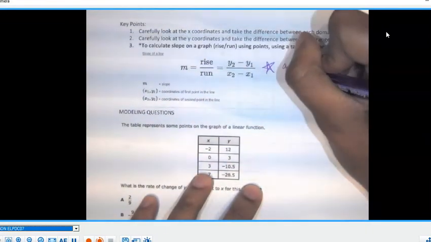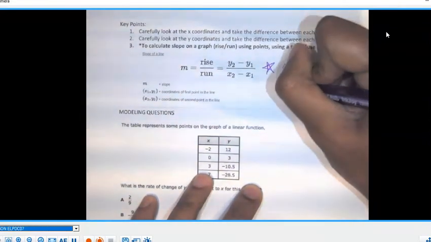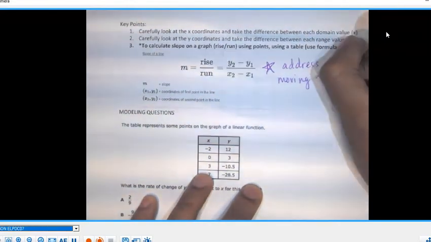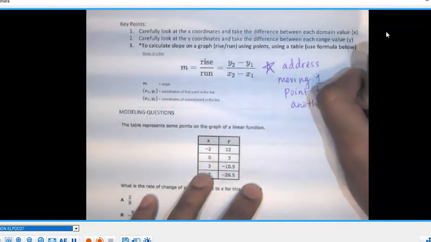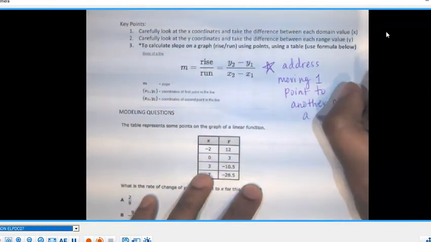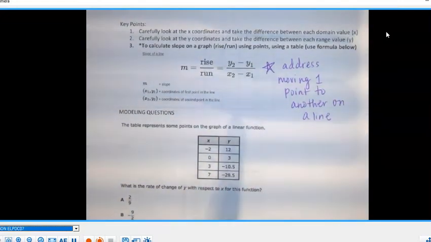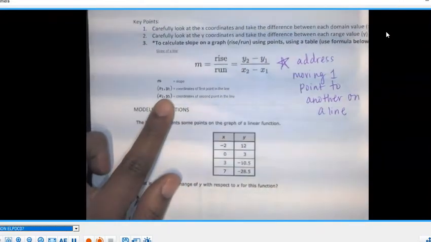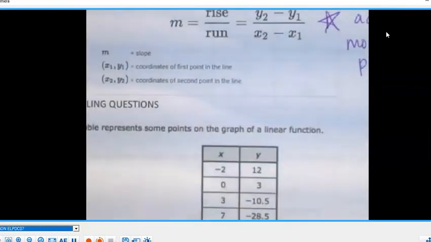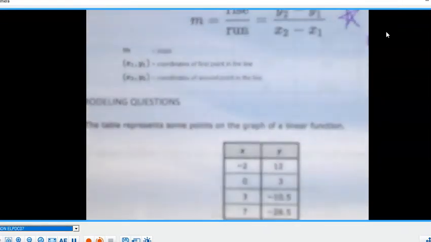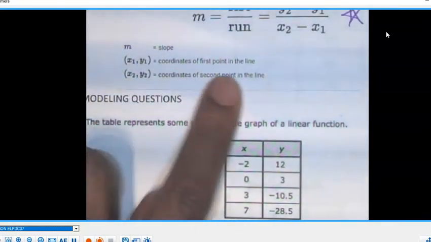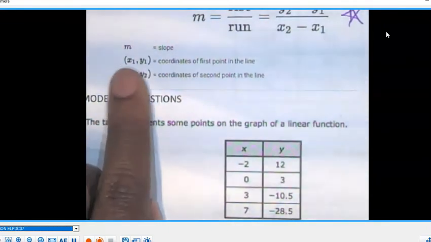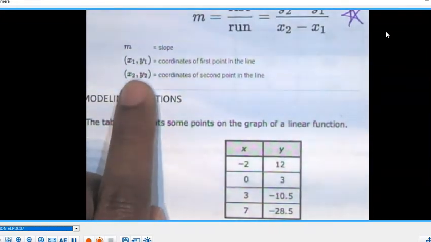Remember, I told you this is like an address. Moving one point to another on a line. It's how we move up or down, and then left or right. Okay, now you cannot see that, that's pretty small, but I'm going to zoom in just to show you. So basically, we end up having, give it a second, see, there'll be a point 1, which is the first point on the line or the table. That's your x1, y1. Point number 2 is x2, y2.